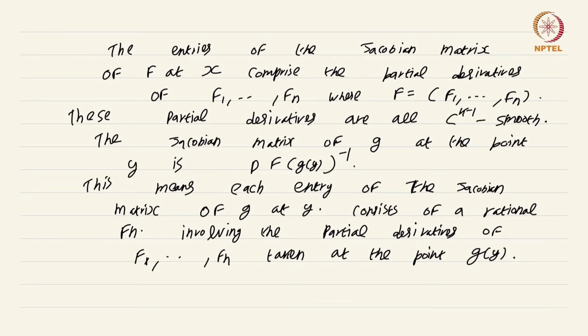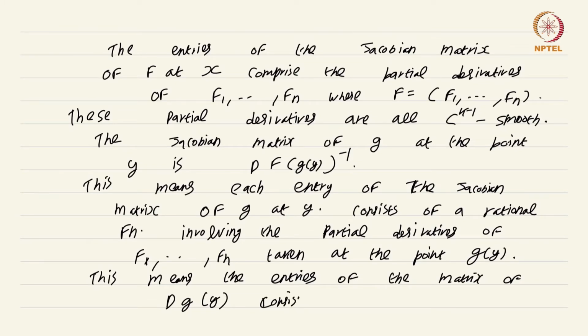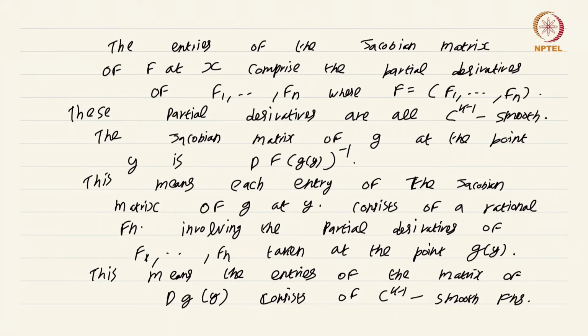Okay, now what does this say? This means the entries of the matrix of dG_y consist of C^(k-1) smooth functions. Why is it the case that the entries of dG_y consist of C^(k-1) smooth functions? Well, note that the partial derivatives of f1 to fn are all C^(k-1) smooth, that we have talked about repeatedly, and these partial derivatives are going to be evaluated at the point G(y).